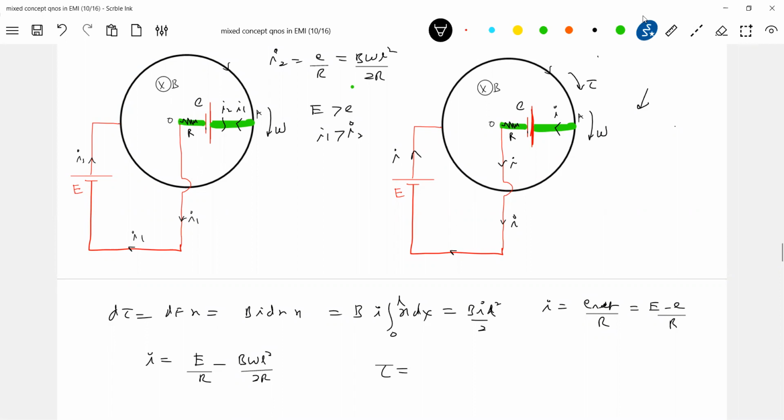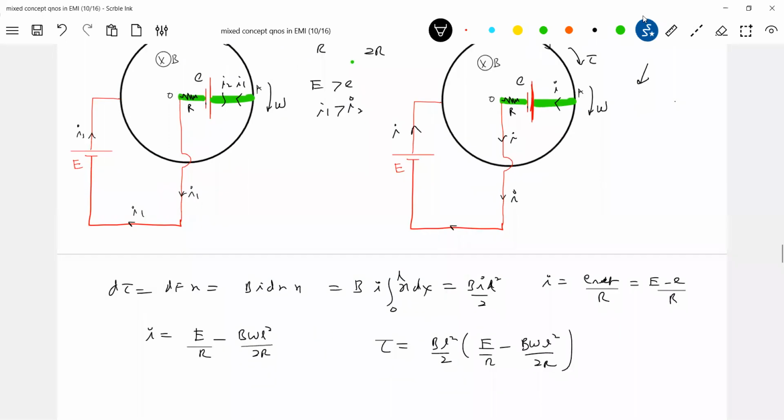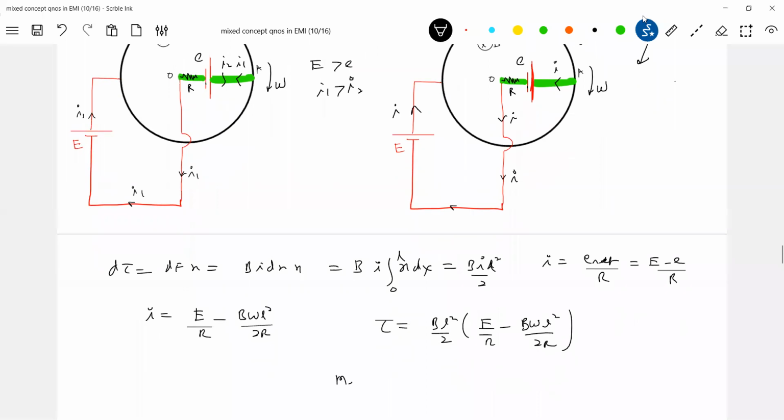Net torque. So there's a formula, B I squared. So here you are going to substitute B L squared by 2, in place of I, E by R, B omega L squared by 2R. Now write I equal to alpha, d omega by dt will be the required answer: M L squared by 3 d omega by dt.